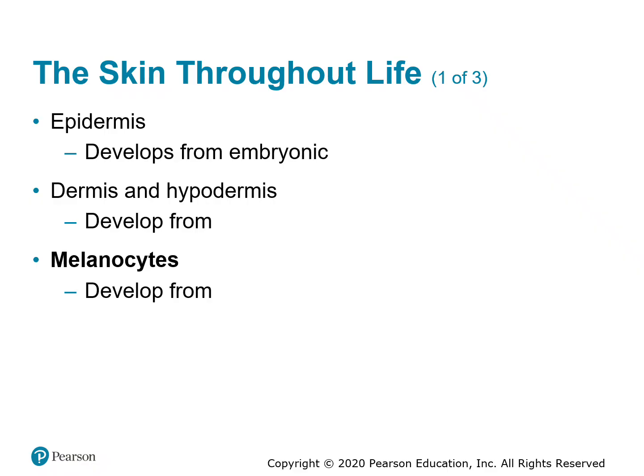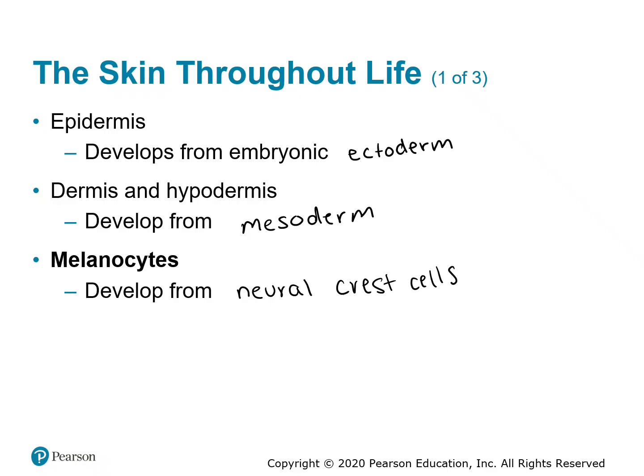Throughout your life, your skin does different things. The epidermis develops from the ectoderm. The dermis and hypodermis form from the mesoderm. And then the melanocytes will form from the neural crest cells. We talked about that a little bit in embryology.